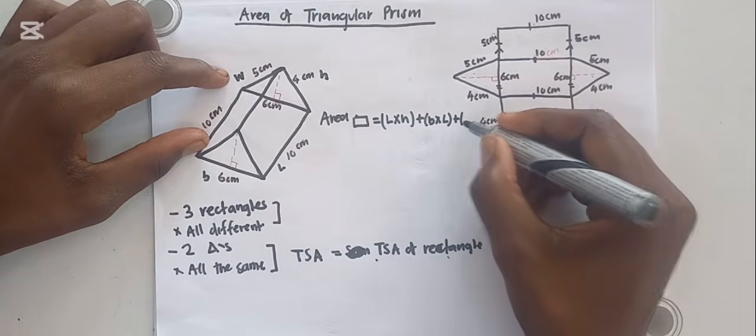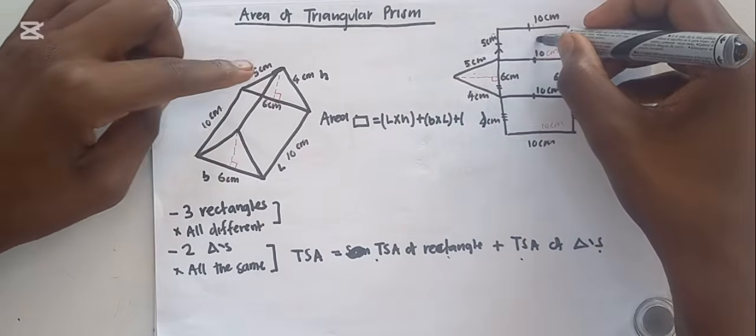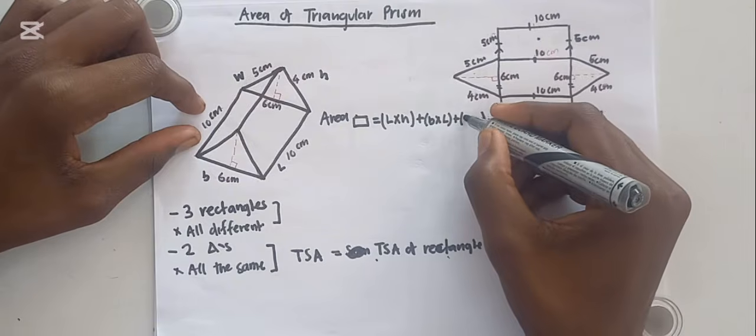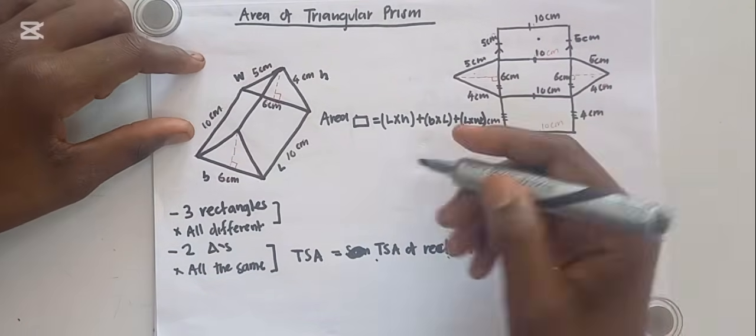Plus the last one, it has what? Let me just put it here. The last one, which is this one, it has what? It has the width and the length. So it's going to be length multiplied by the width. I hope it is clear there. I will try to zoom it in.